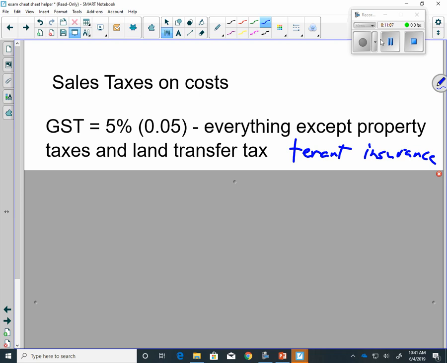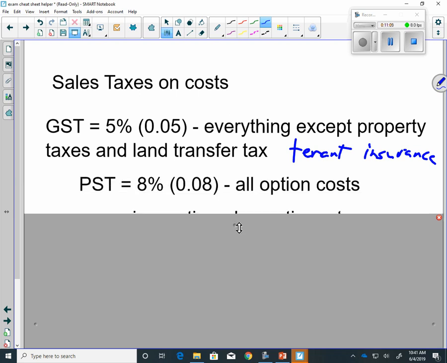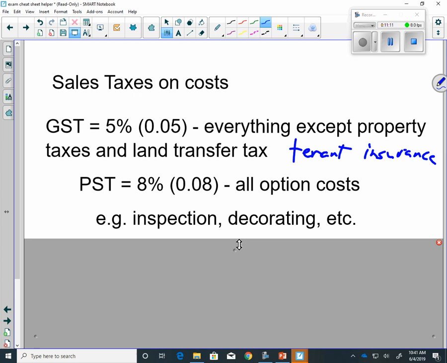Okay, don't forget PST is 8%. There are also all sorts of optional costs, things like inspection, if you get a home inspector. Maybe you're buying new curtains or new carpet, that kind of stuff. You should probably review that list. It's far too lengthy for me to go through in here.